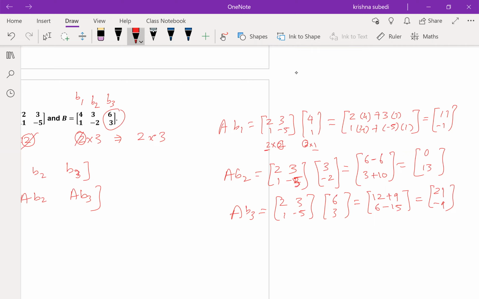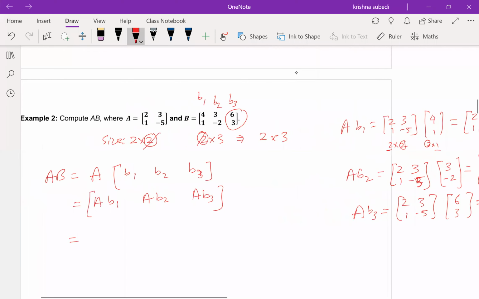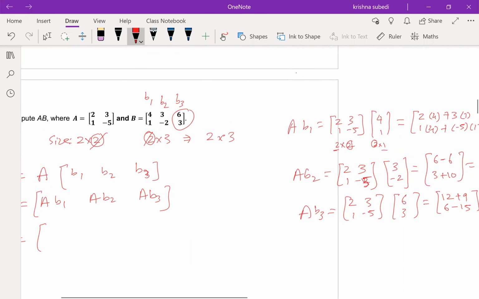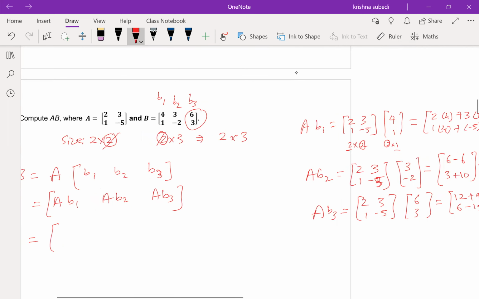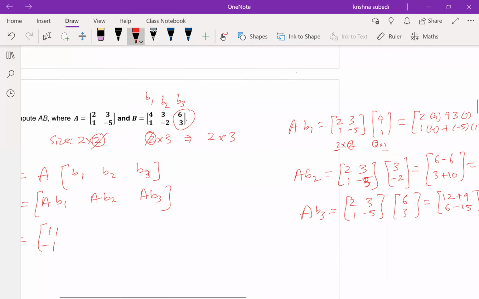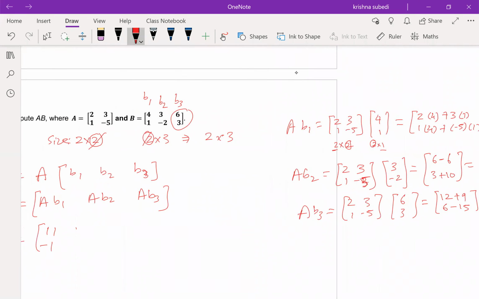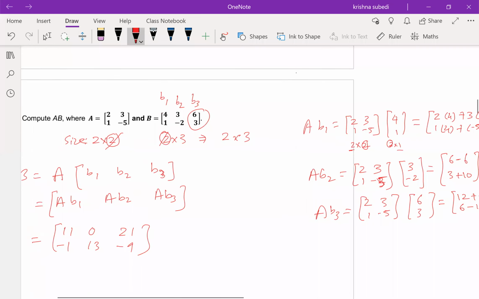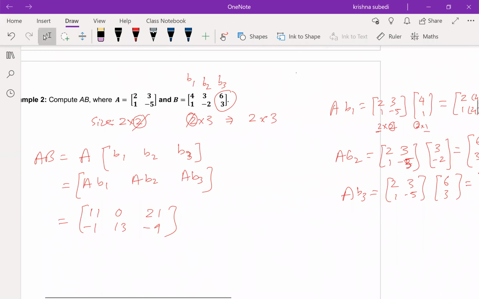So now, AB1, we got the value, 11 and negative 1. Let me just write it down. So AB1 is 11 and negative 1. AB2 is 0 and 13. And the last one is 21 and negative 9. This is one way of doing. I call it the long method.